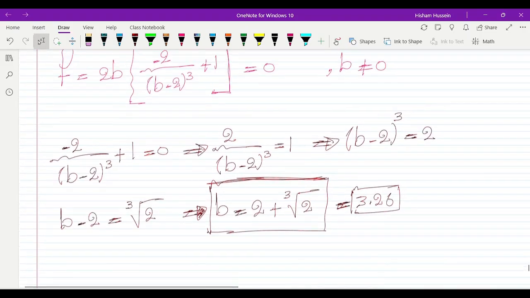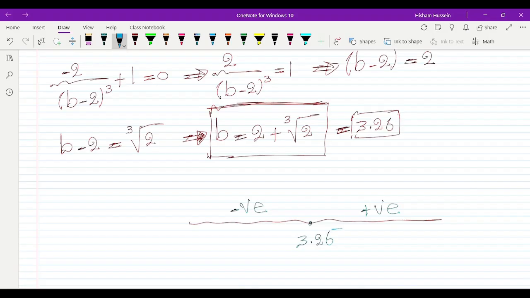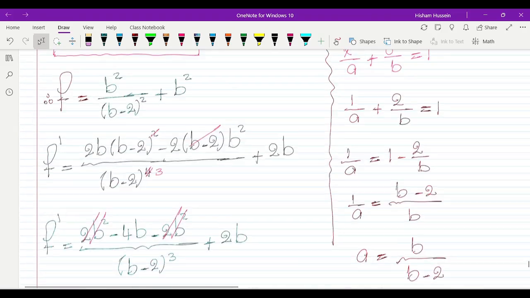Substitute the value before in f dash, you will get negative. Substitute the value after, you will get positive. So this value 3.26 is a local minimum. Okay, so here this is B, 3.26.